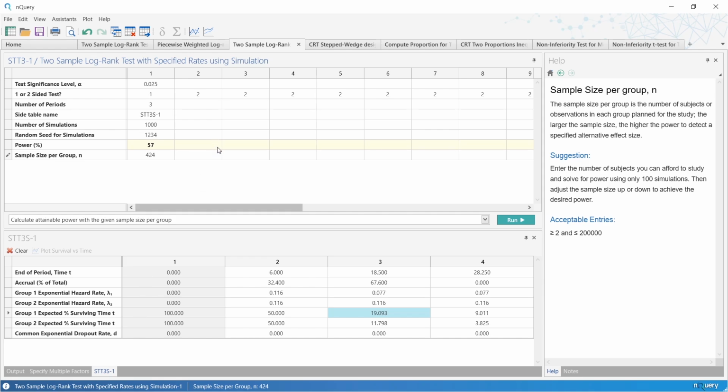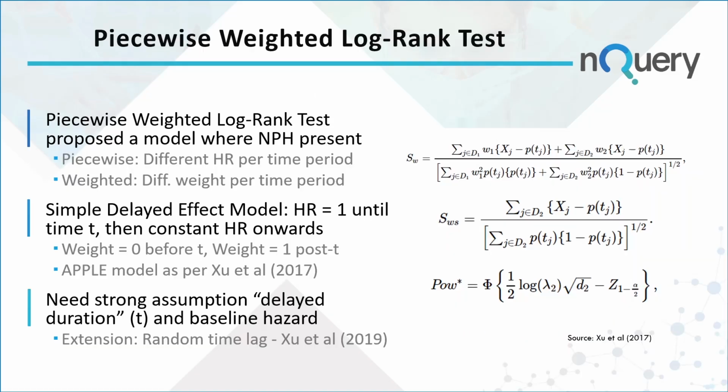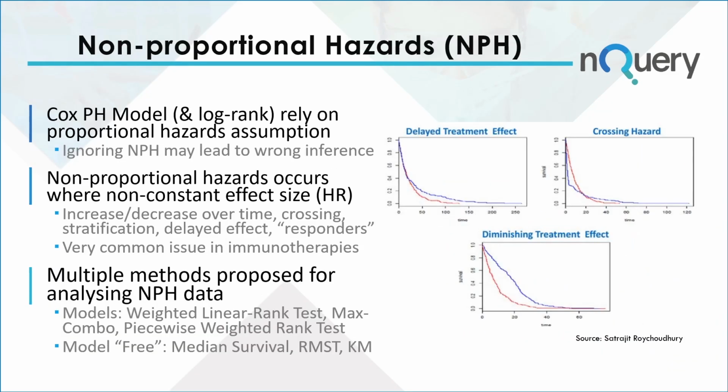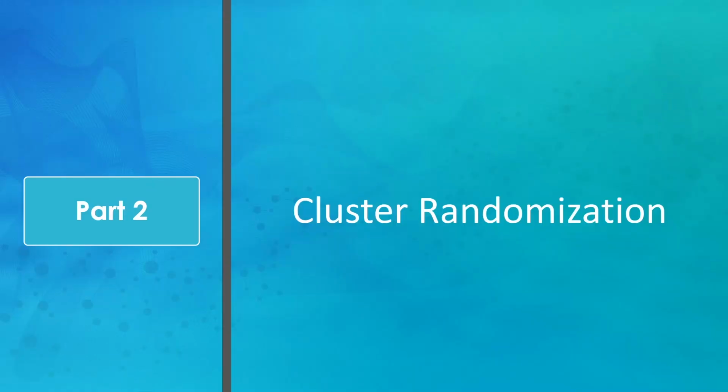Okay, I think that's enough on that. So hopefully you've learned something there. And as I say, there are a lot of other models proposed for the same problem, like the max combo, weighted linear rank test, median survival, or MST. We'll be looking at all those in future releases of nQuery. If there are particular solutions that aren't mentioned here or ones that you think are particularly interesting, do feel free to get in touch, and that will help us prioritize which ones to look at sooner rather than later.